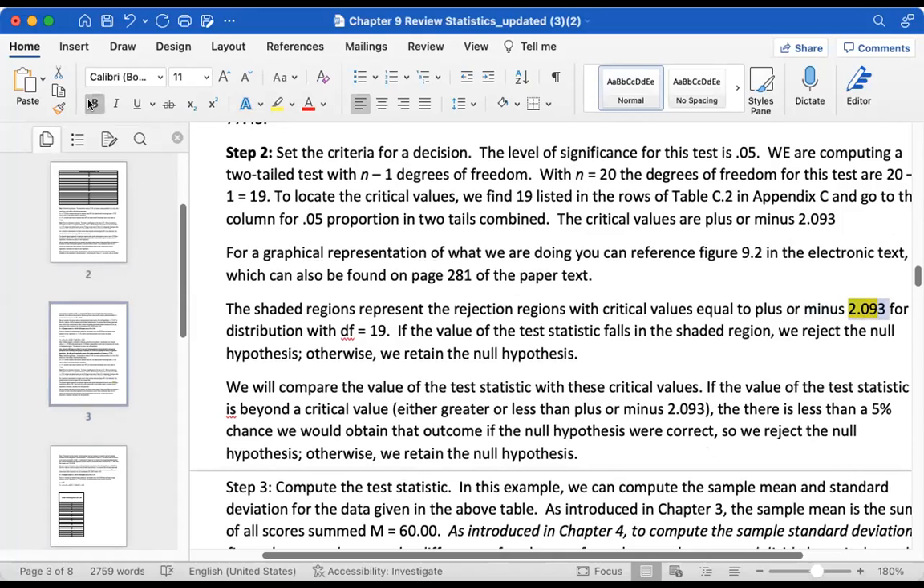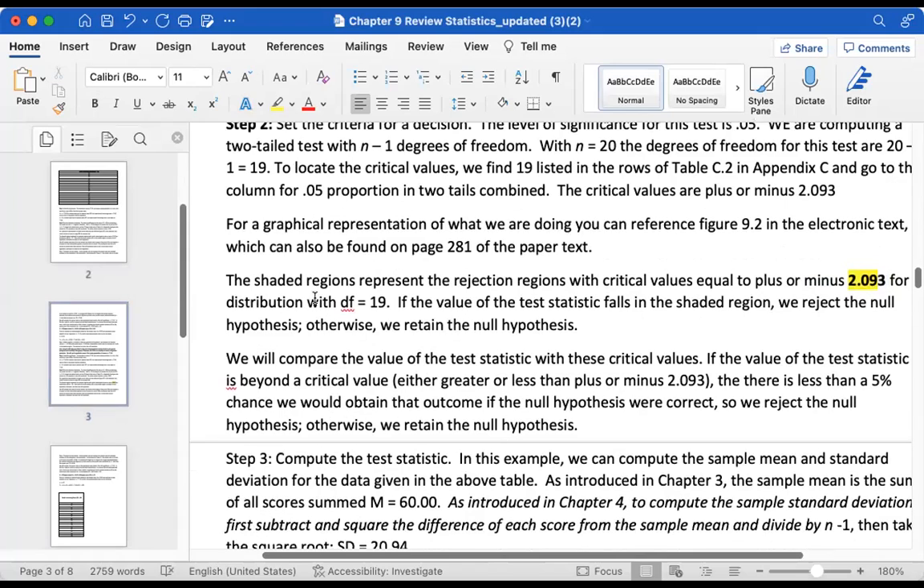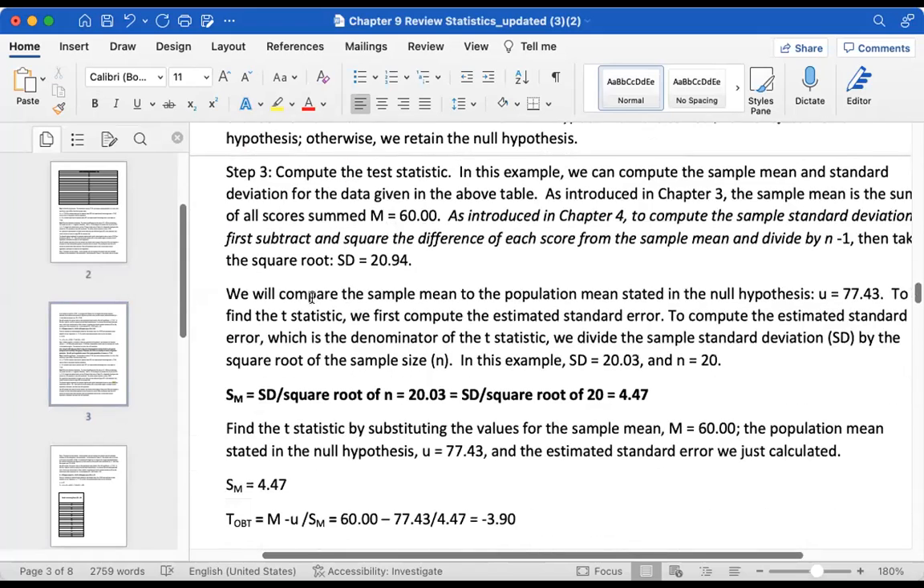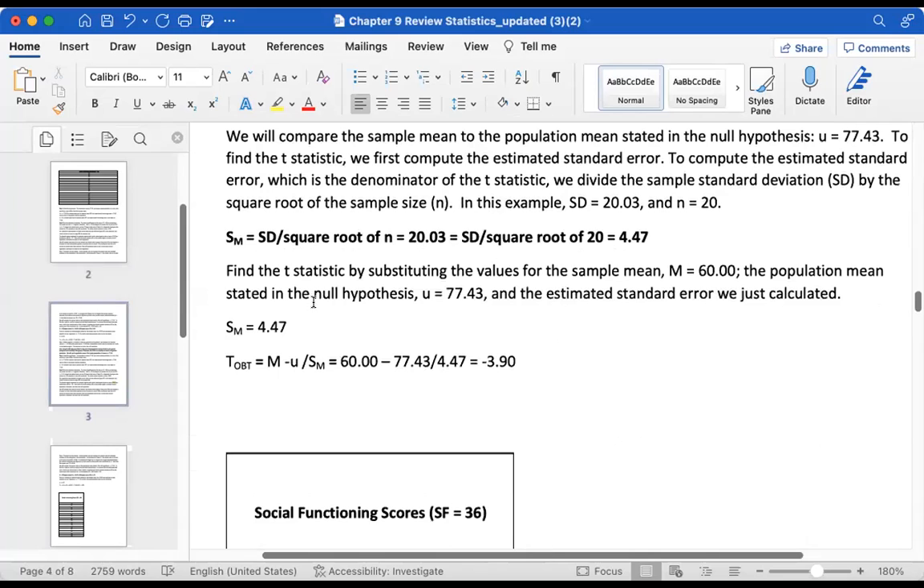So we wrote that down here. That was plus or minus 2.093, right? It was negative 2.093 or positive 2.093, and we got a negative 3.90. Therefore, this is in the rejection region. Reject. Makes sense? Maybe drawing this out made it easier.